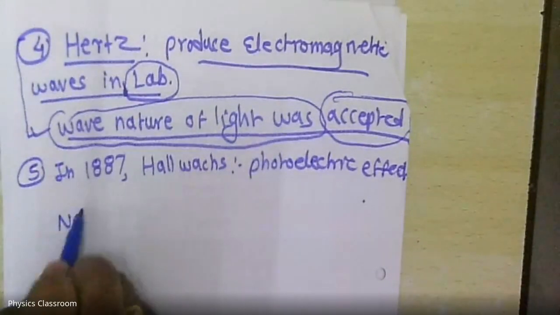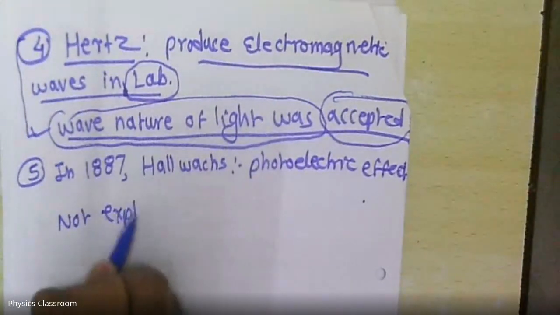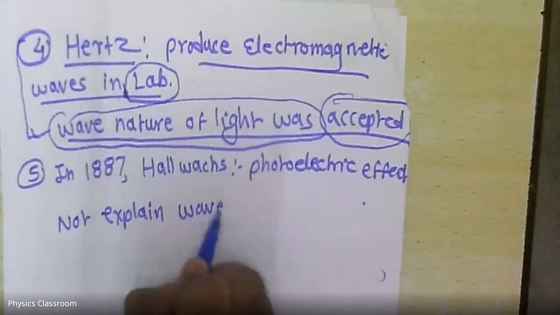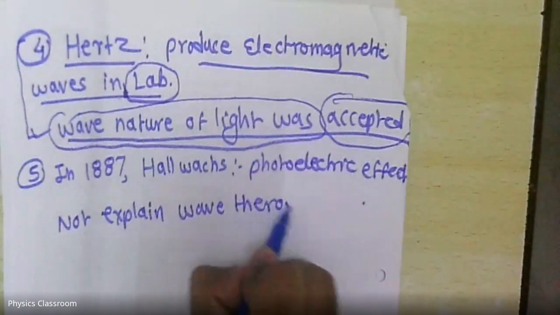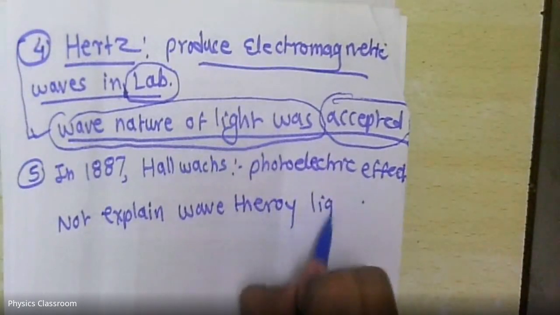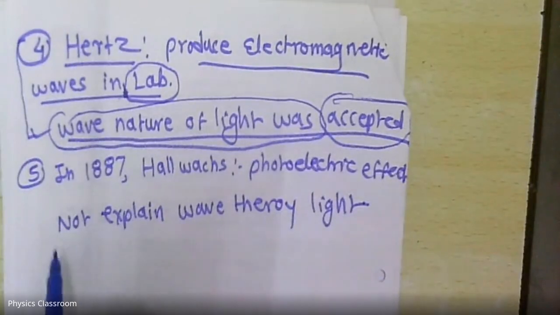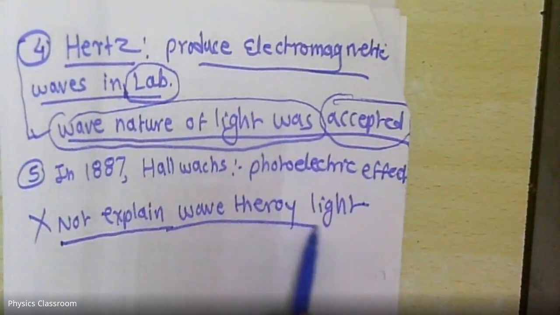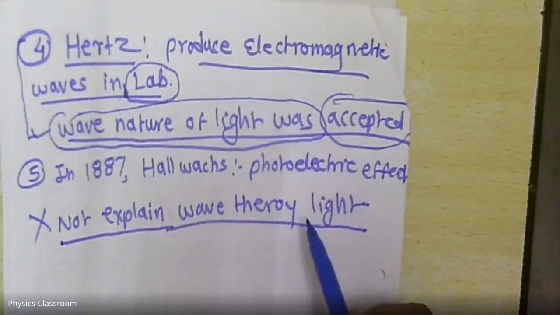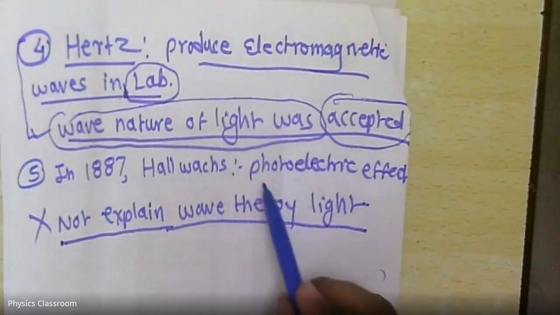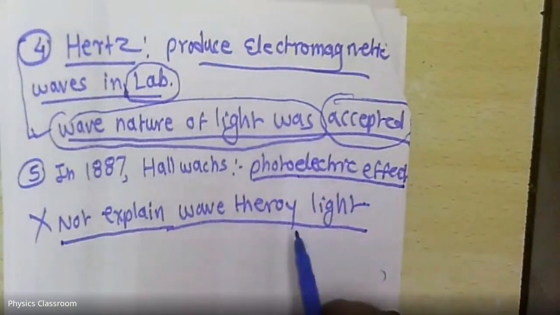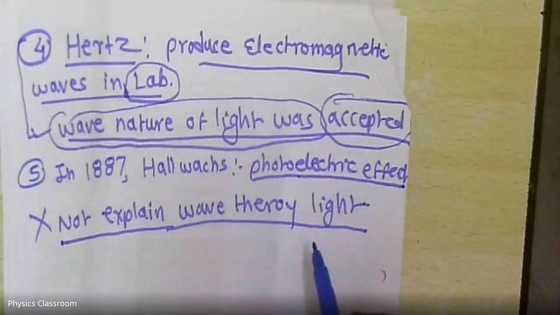He could not explain it with the wave theory of light. This means there is a limitation of Hallwachs's theory. This fifth point states that in 1887 Hallwachs explained the phenomenon of the photoelectric effect, but he could not explain it on the basis of the wave theory of light.